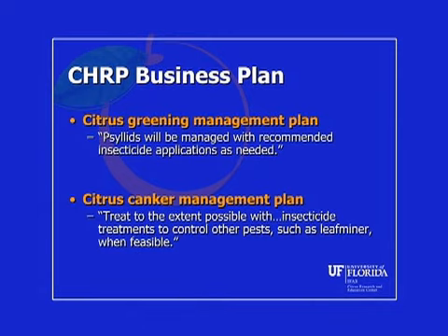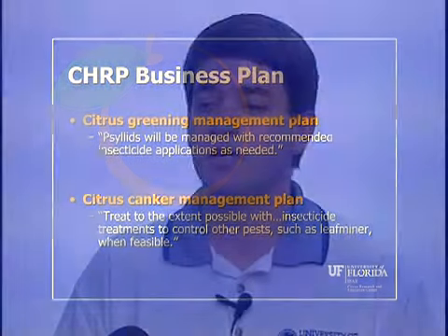As part of the citrus greening management section, it states that psyllids will be managed with recommended insecticide applications as needed. Under the canker management section of this plan, it states to treat to the extent possible with insecticide treatments to control pests such as leaf miner when feasible. So today I'll be talking about management of these 2 pests and how you can design your individual CHRP business plan for managing these 2 different pests.